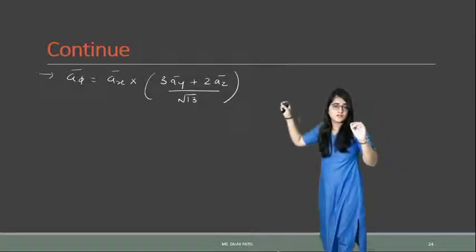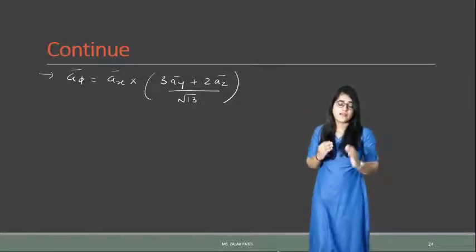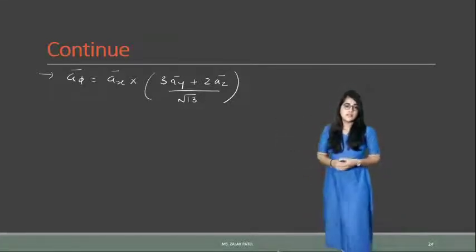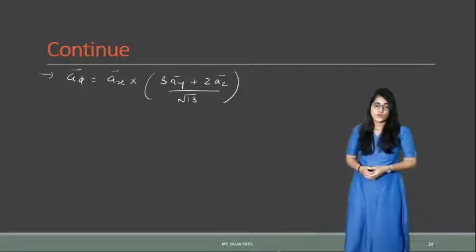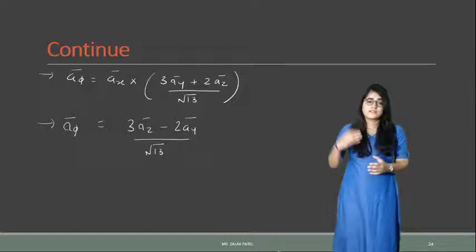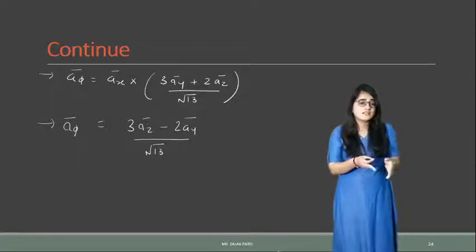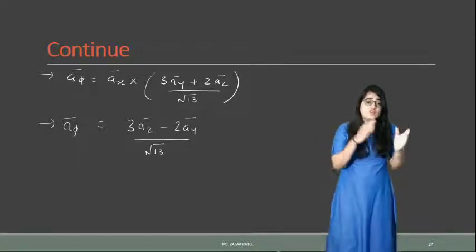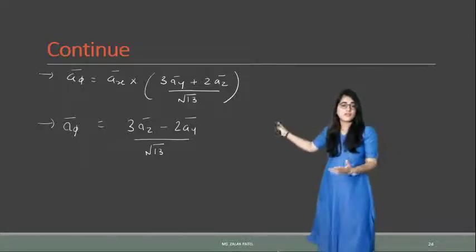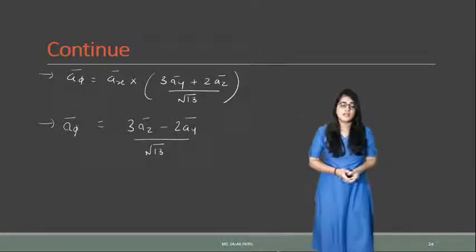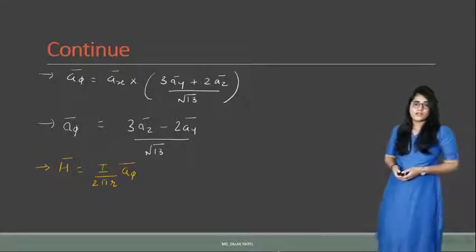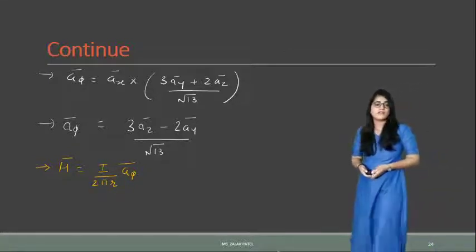aX, because the filament is located on the x-axis, so aX cross the unit vector of distance. The unit vector of distance is (3aY + 2aZ)/√13. So again x cross y means z, and x cross z, because z cross x is y, so x cross z is -aY. So here (3aZ - 2aY)/√13, that is aφ. Now let's put the values in the equation of magnetic field intensity, that is I/(2πr) aφ.